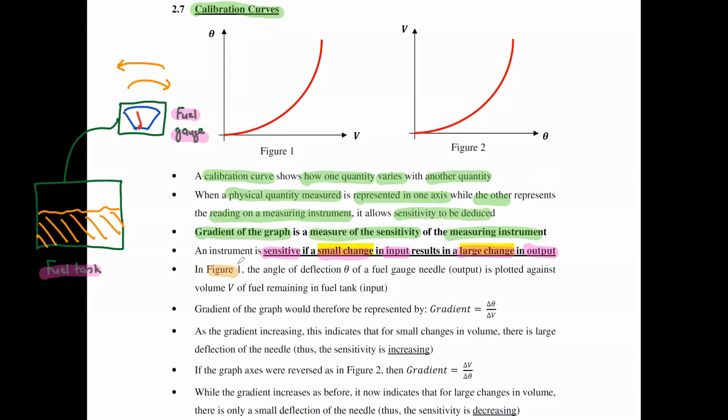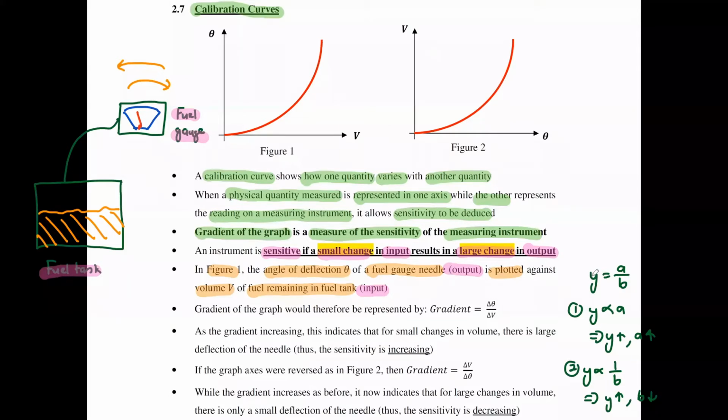In figure 1, the angle of deflection theta of the fuel gauge needle is plotted against the volume V of the fuel remaining inside the fuel tank. The output is the angle of deflection of the needle. The input is the volume of fuel remaining.